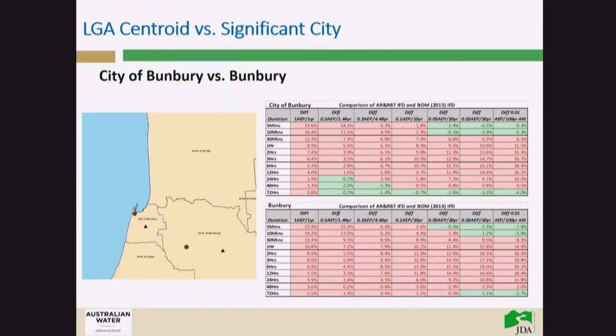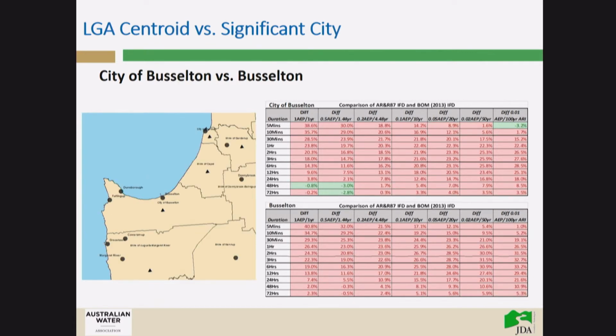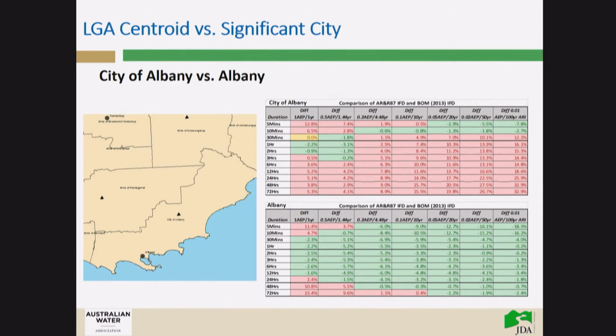So now we'll look at how our centroid for Bunbury compares to the city of Bunbury. There's our centroid where we've taken our IFD, and there's Bunbury. So how do the IFD tables compare? Generally, there isn't that much variation, probably a 3% difference for all the values. If we look at City of Busselton and Busselton, again, it's still as bleak if we move further to the coast, where the values haven't changed much from the centroid for the local government area when we've taken an IFD at the coast there. But Albany is the slight exception.